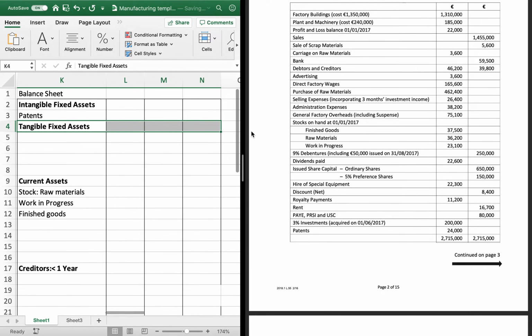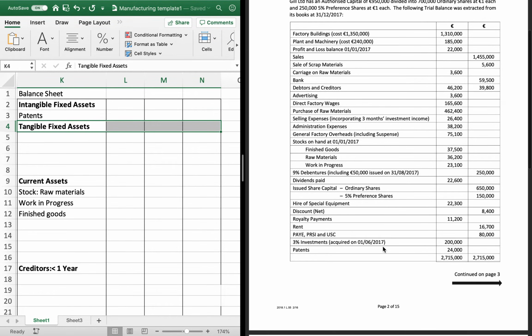So we had patents in the question. The patents weren't written off, so they should be able to go in. I think it was patents. There should be patents. If there's royalty payments, there has to be patents. Oh, there they are, right at the bottom: 24,000. Then you'll have your fixed assets.